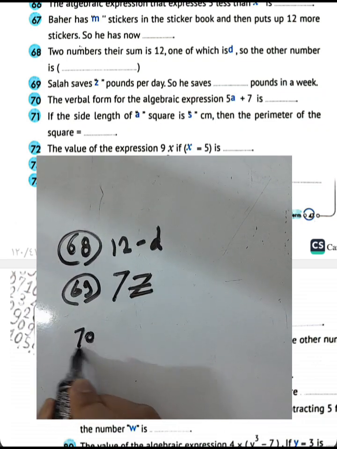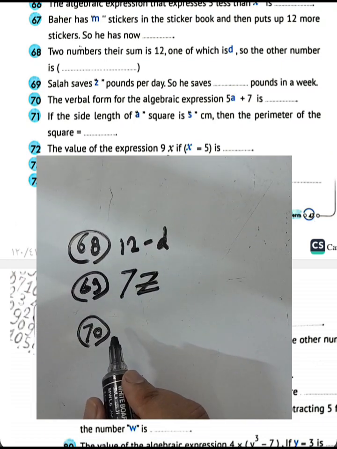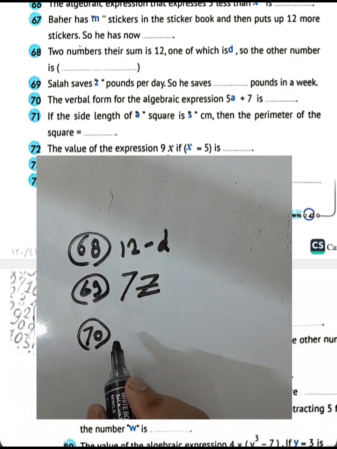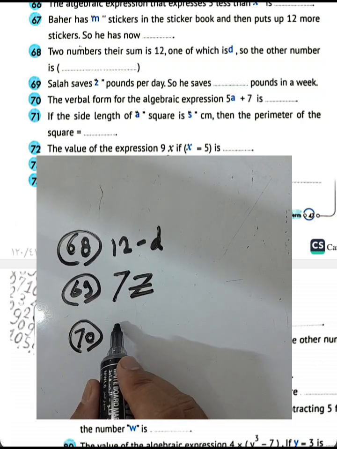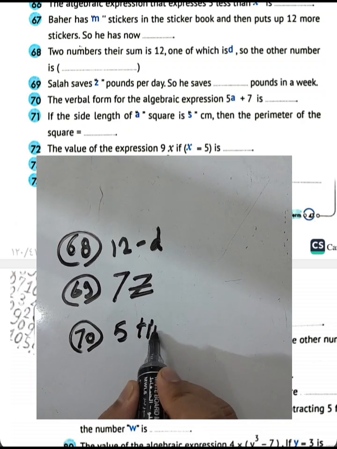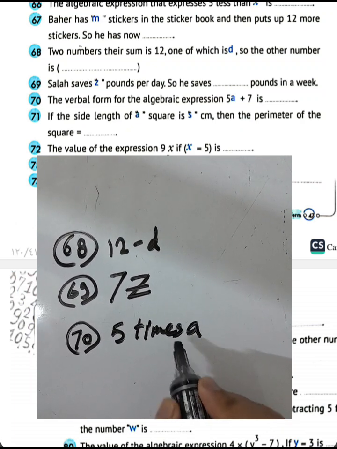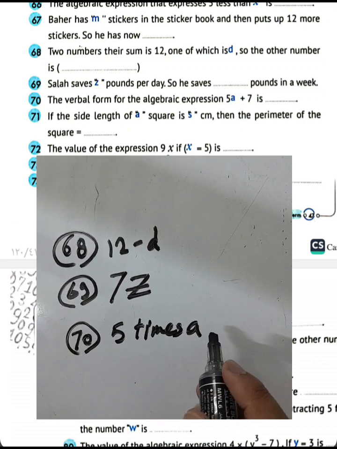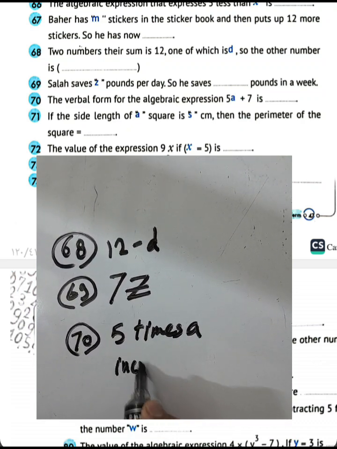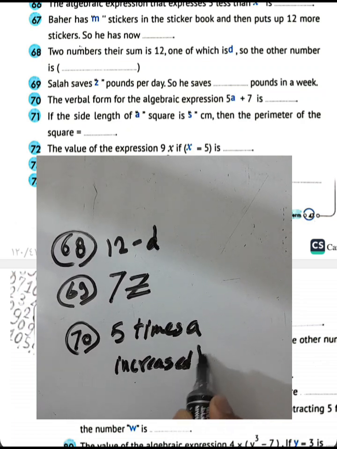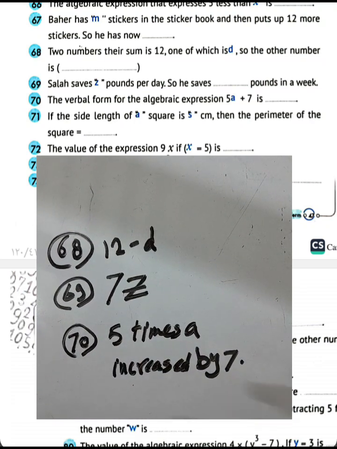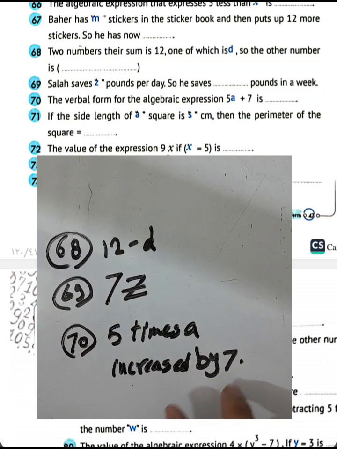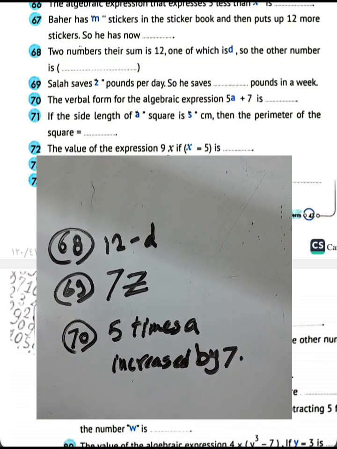Question 70. The verbal form of this algebraic expression 5a plus 7, we can write 5 times a increased by 7. Okay. 5 times a increased by 7, or the product of 5 and a increased by 7, or 7 increased by the product of 5 and a.